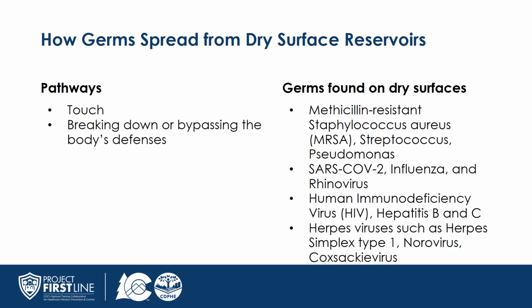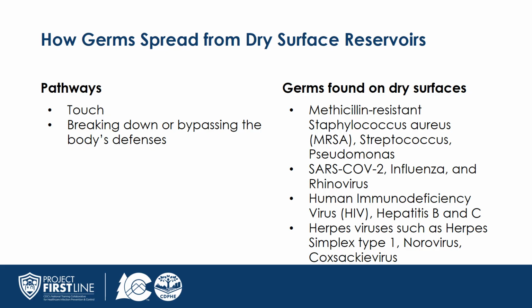Now let's see how germs spread from dry surface reservoirs. Germs can be found on dry surfaces and can survive or persist from a few hours to several months. Examples of the germs that can be found on dry surfaces in a dental setting include bacteria such as Staphylococcus species, including methicillin-resistant Staphylococcus aureus, or what we know as MRSA.